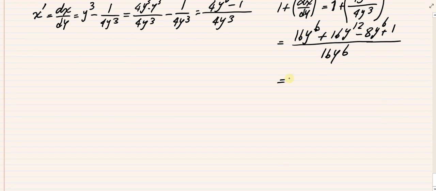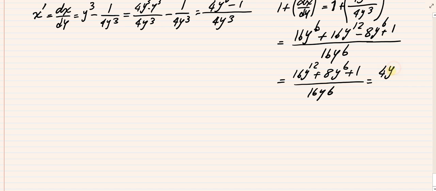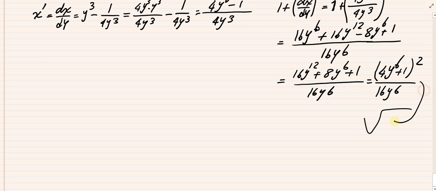And we do have like terms. The first and the fourth term in the numerator are like terms. So this is 16y^12 plus 8y^6 plus 1 divided by the denominator. And this time the numerator is (4y^6 plus 1) squared. It's the square of a binomial. That's a perfect square trinomial in the numerator. That means I can rewrite it the way I just did. And that's good, because remember, we take the square root of that expression in our integration process.